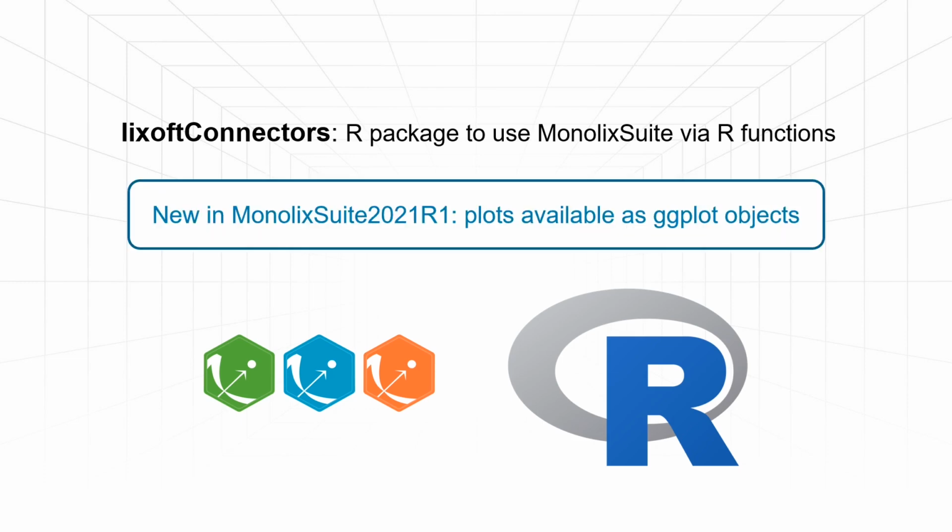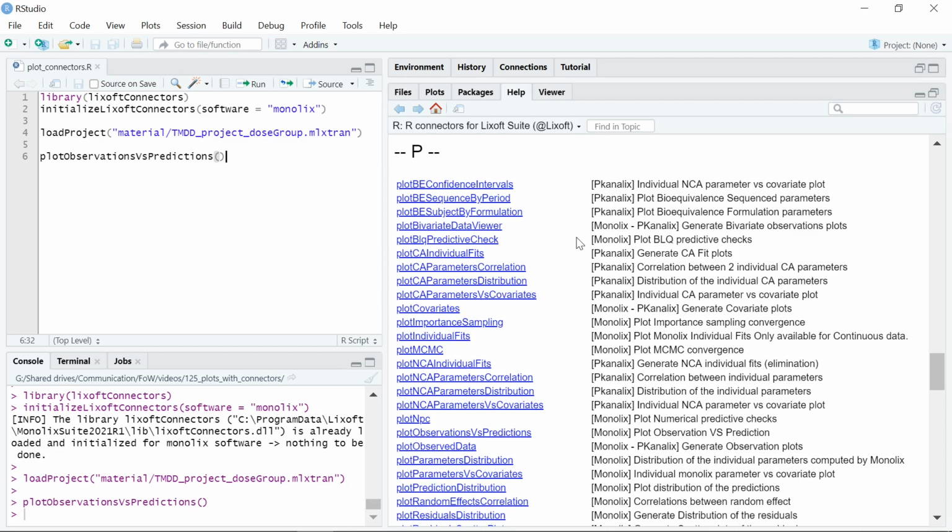With the new version of MonolixSuite, the plots are now available also as ggplot objects in R, thanks to new functions in the package lixoftConnectors. These functions are documented on the online documentation and the package documentation, and all start with plot. There is one for each type of plot from Monolix and PKanalix. When used with the default setting, they produce plots with the same design as in the interface.